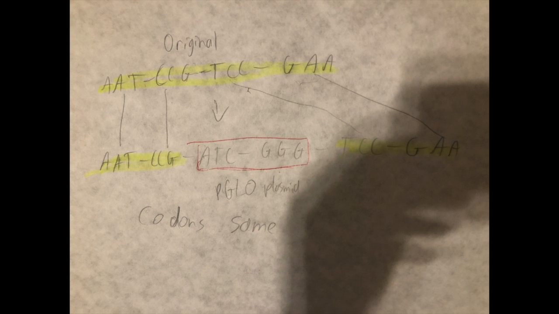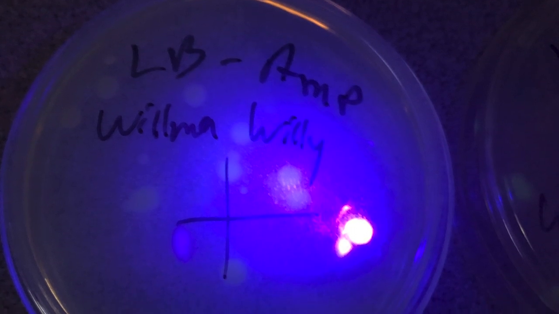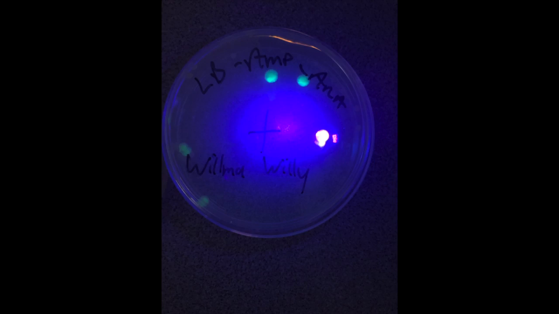This is because the number of nucleotides in the plasmid was divisible by 3, and each codon being 3 nucleotides long means that each codon will be the same after. The mutation is visible, and we can see that the ones without the plasmid did not glow, but the ones with the plasmid did.